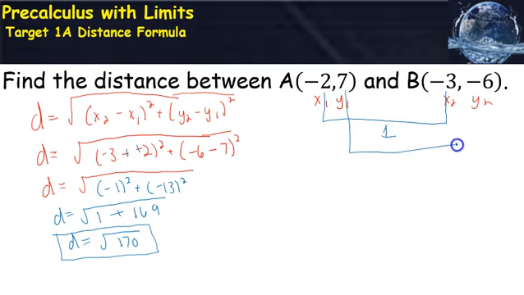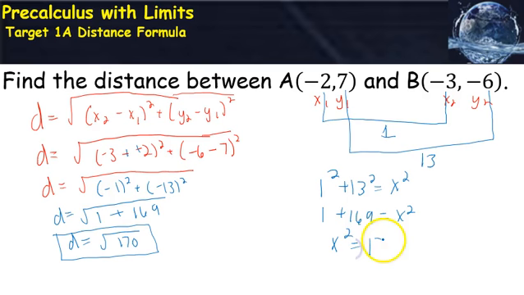And the distance between 7 and negative 6 is 13. From negative 6 to 0 is 6, and then from 0 to 7 is 7, so that's a total distance of 13. So I could do 1 squared plus 13 squared equals x squared, and I get 1 plus 169 equals x squared. I get x squared is 170, and then square root, and I get x is root 170, which is the same as I got from using the distance formula.